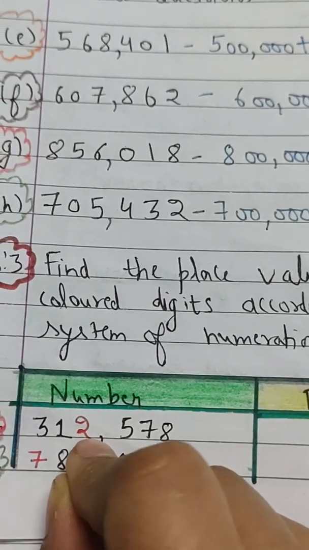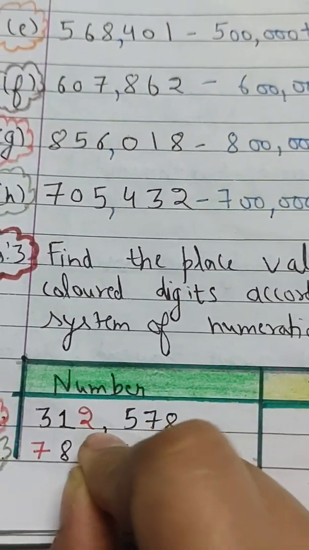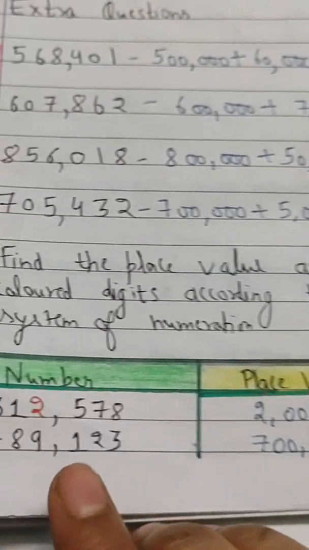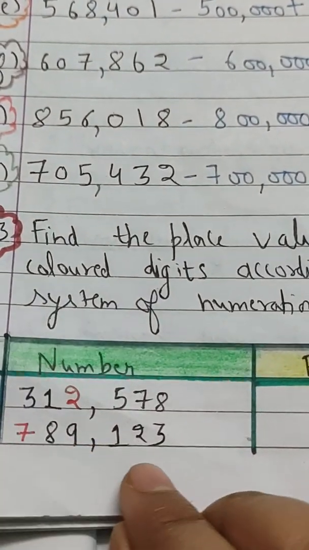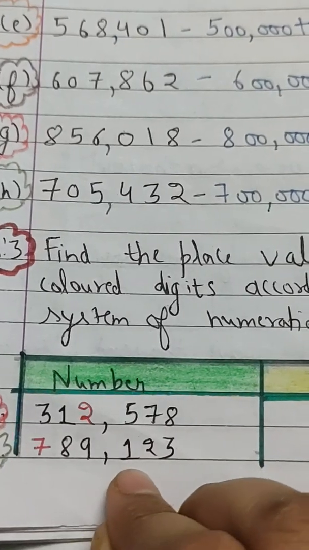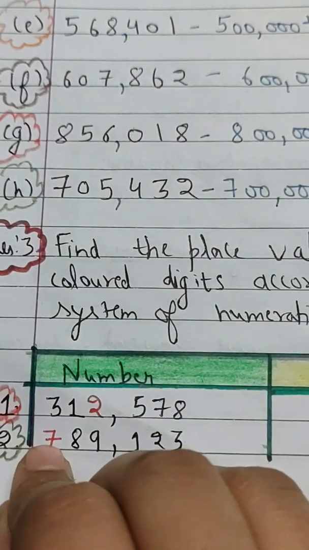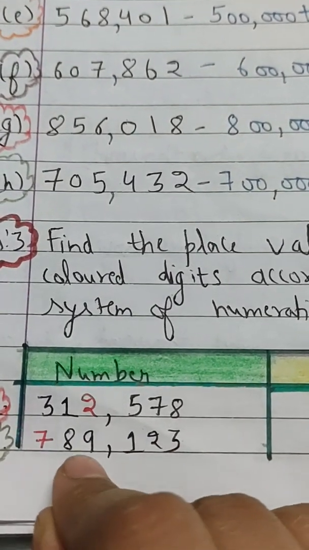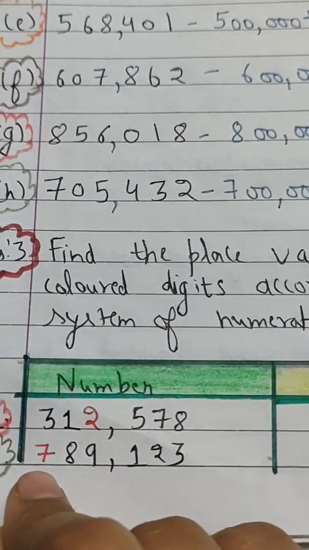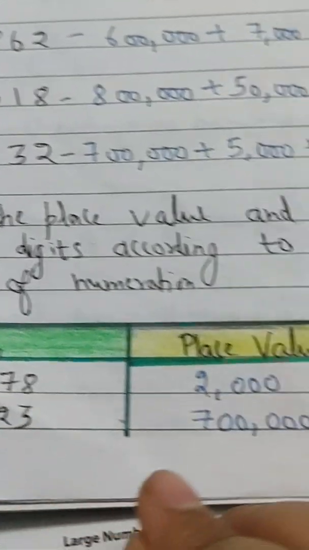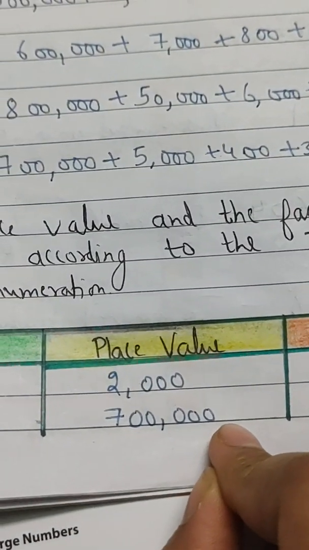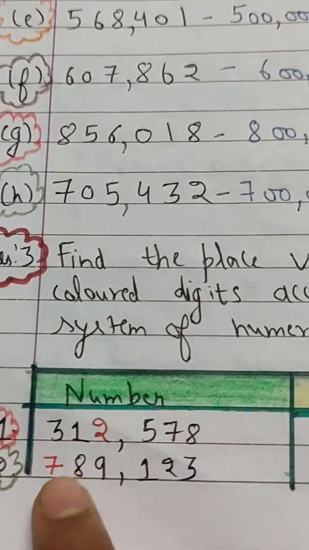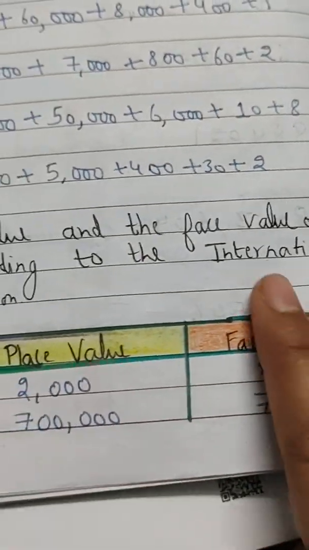Face value is the number itself, it does not change, so you will write 2 here. So I have written 2. There will be no changes in the face value, always remember this thing. Ones, tens, hundreds, thousands, ten thousands, 100,000. So the place value is 700,000. So you will write 700,000 like this, or you can write in words also. And the face value will remain the same, so that's why we will write 7 here.